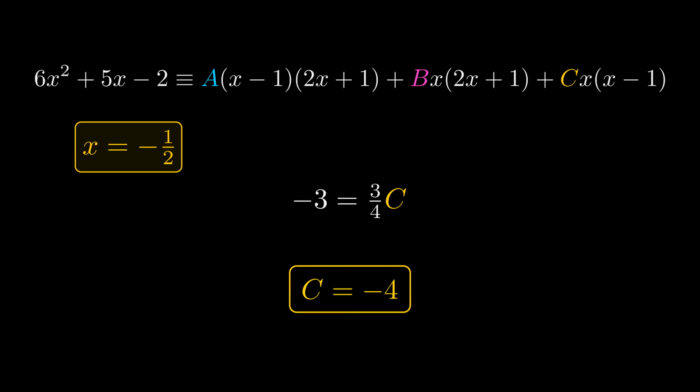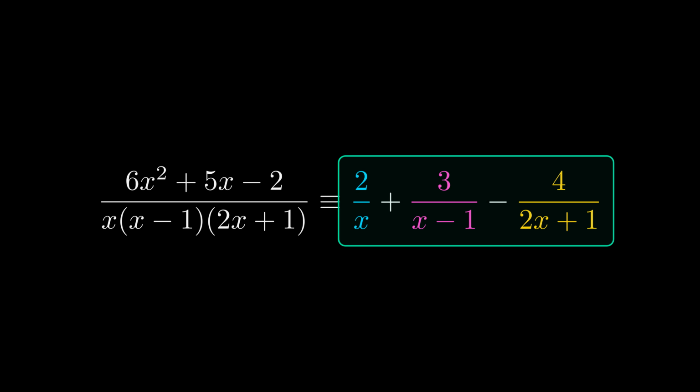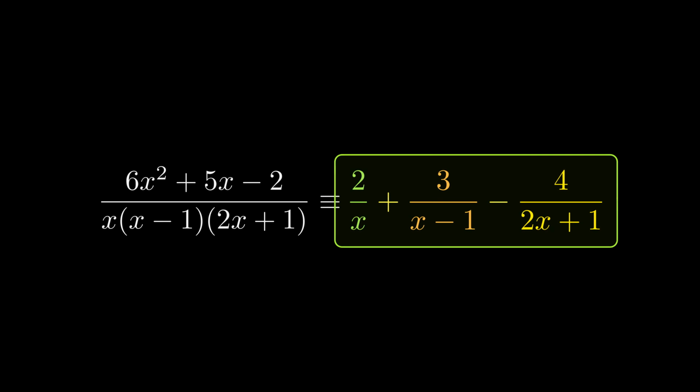All three found. So drop them all back in. a is 2, b is 3, c is minus 4, and that heavy three-factor fraction breaks cleanly into three simple ones. Notice the minus sign on the last piece. c came out negative, so that term is a subtraction. That's the full decomposition.